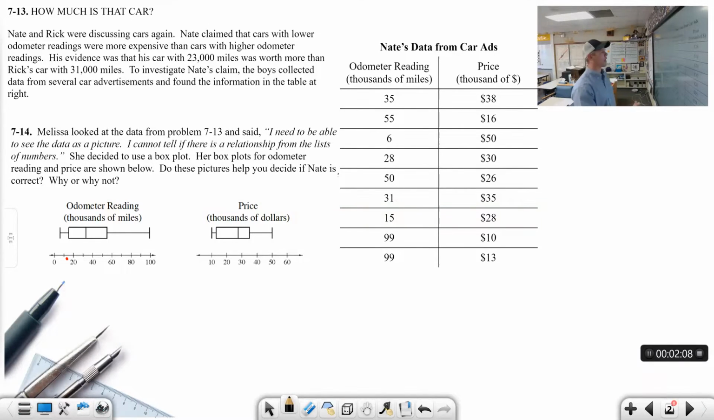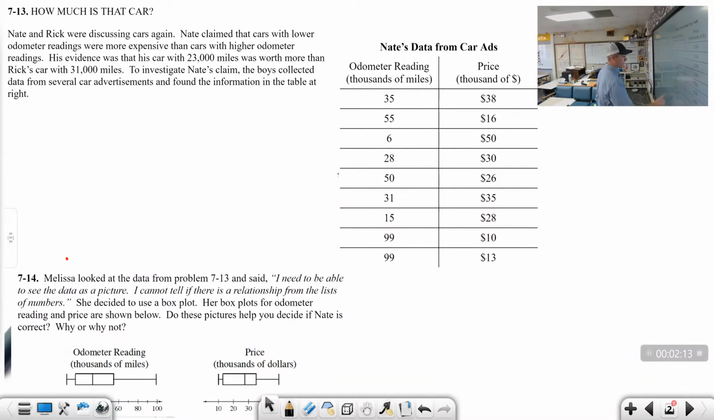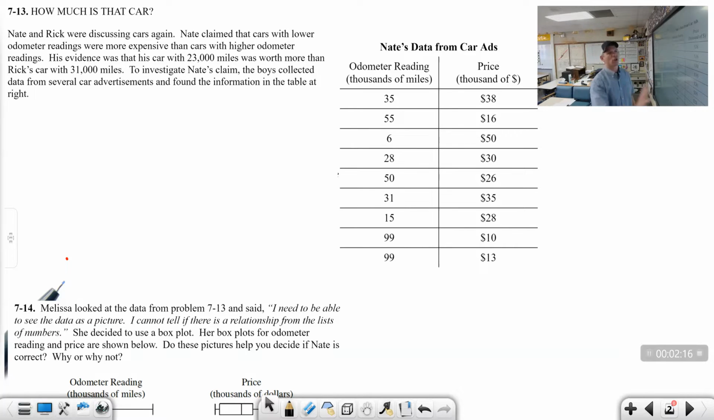So here's our question looking at this data. We're not on problem 7.14 yet, so I can kind of set that down to the side. But I want you to look at this information. You'll notice in your notebook you have like 4 lines. And the question is, does the information in this table support Nate's claim that lower odometer readings cost more money? That is the claim. Do you believe Nate's claim is correct, that cars with low odometer readings cost more money? Write a sentence. Pause the video and write a sentence.